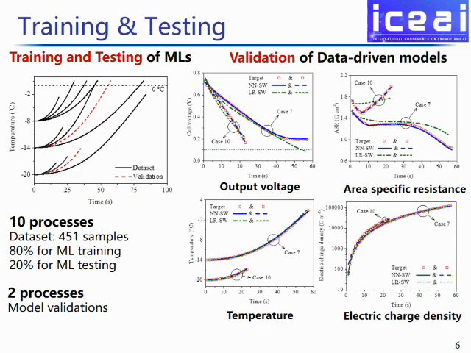The dataset comes from 10 dynamic processes consisting of 451 samples for ANN training, which are divided into two parts, including a training set and a test set. Then the other two processes provide 79 samples for the validation of the data-driven model.